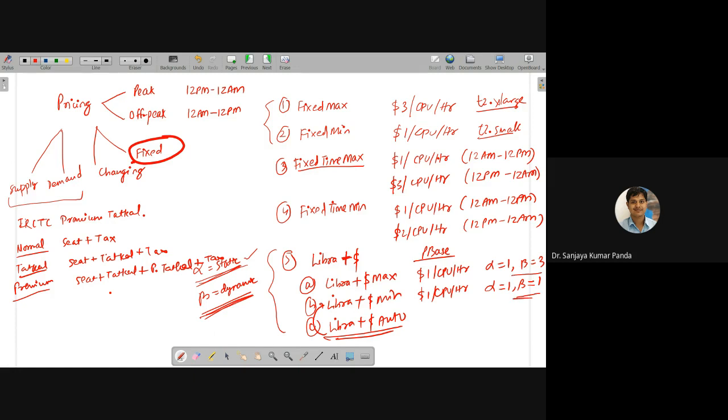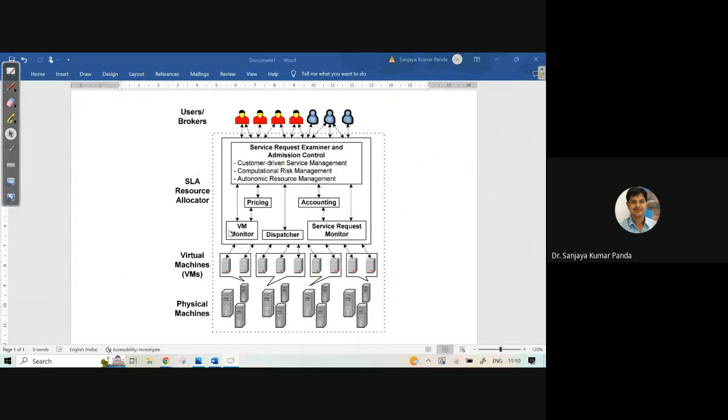Base price you have to pay, irrespective of the pricing mechanism. Some subscription price is there, you have to pay. But if you need more than that, you have to pay based upon the dynamic price. So such pricing schemes are there in this pricing architecture.